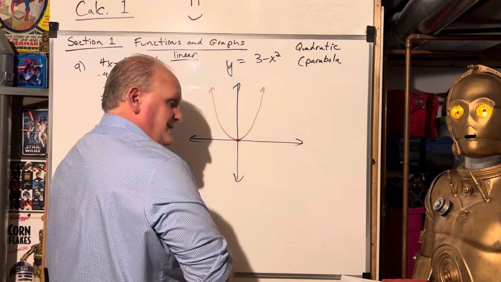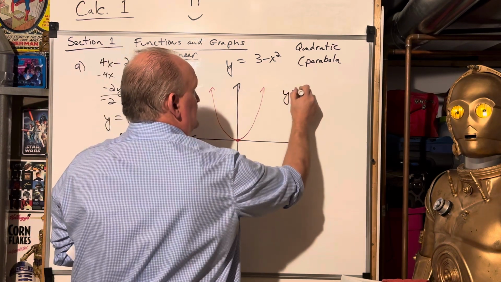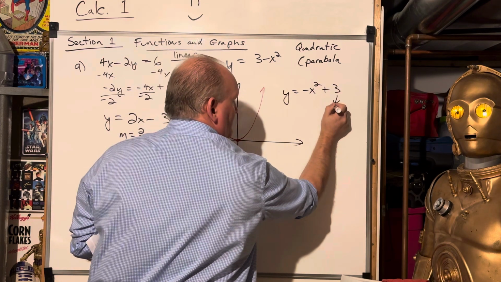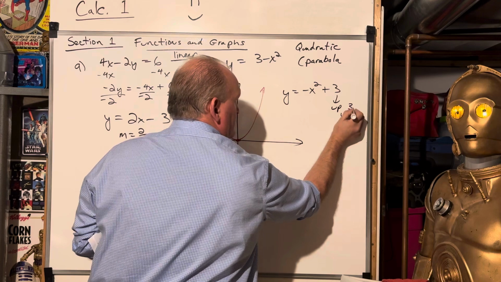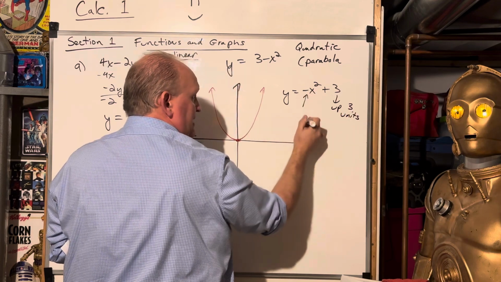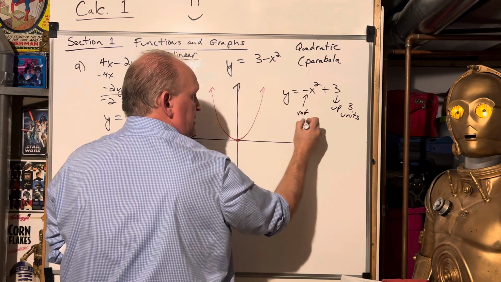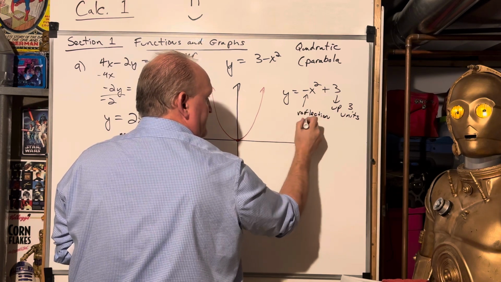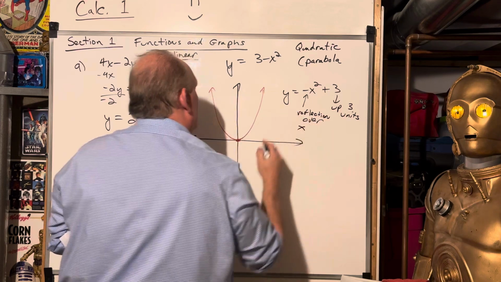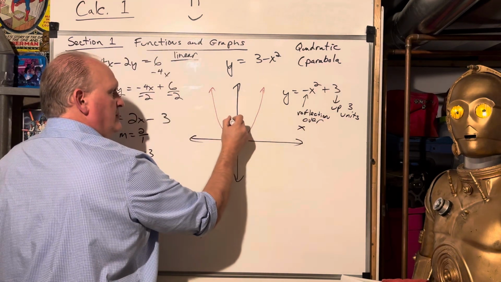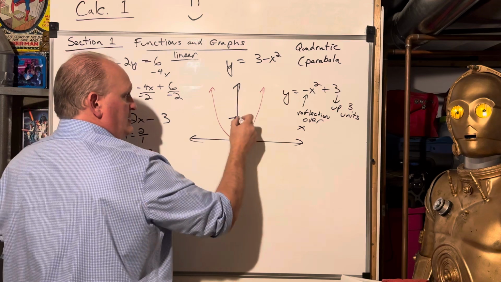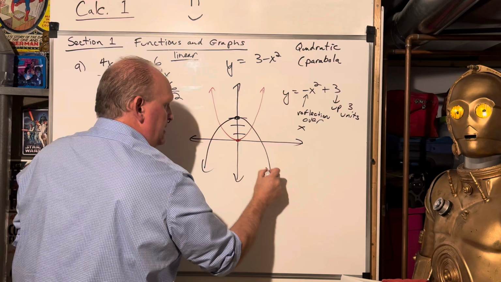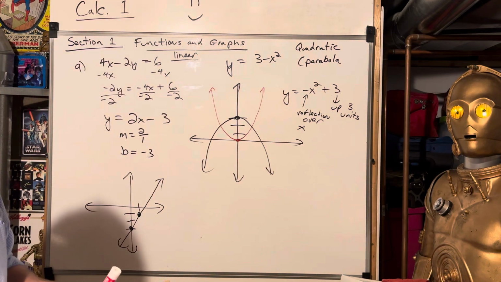Now, they did some stuff here. We got y is equal to -x squared plus 3. This plus 3 shifts it up 3 units. And the negative in front of the x squared reflects it over the x-axis. So reflection over x. All right, so we go up 1, 2, 3. And then instead of opening up, now it's going to open down. And that's going to be our graph.